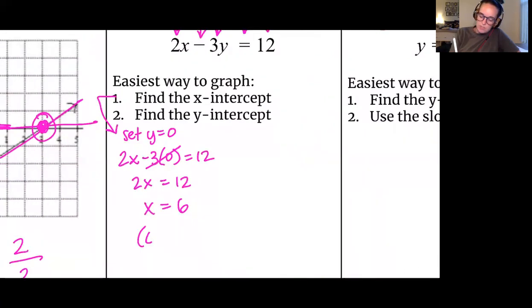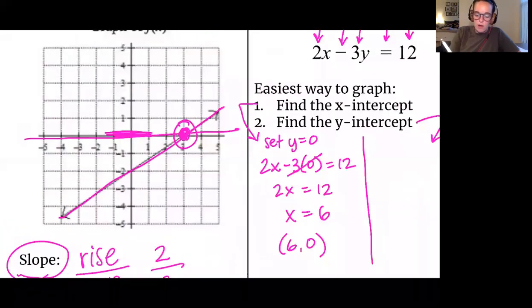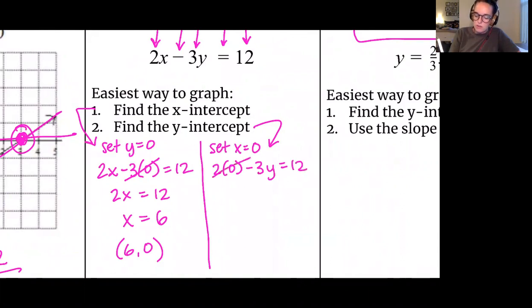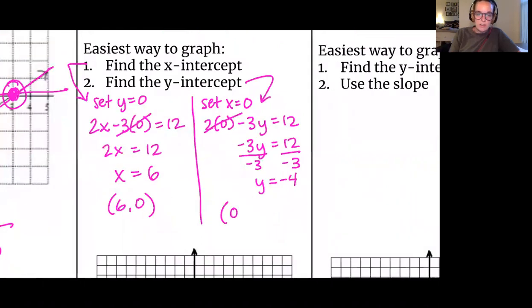So I could write the coordinate point 6, 0, like that. If I want to find the y-intercept, I could do the exact same thing, but when it crosses the y-axis is at x equals 0. So in this case, we're going to set x equal to 0. So we'd have 2 times 0 minus 3y equals 12. 2 times 0 is just 0. So I have -3y equals 12. I'm going to divide by -3. I have y equals -4. So when x is equal to 0, right, because that's what we made our x equal to, then y is equal to -4. So now we have 2 points, super easy to graph.